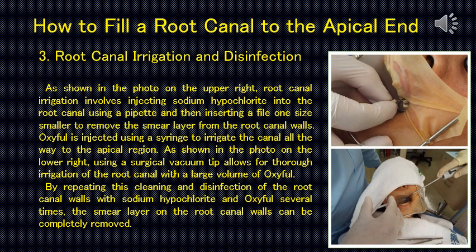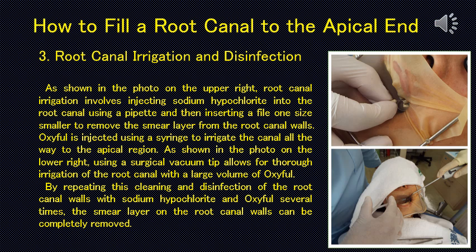3. Root canal irrigation and disinfection. As shown in the photo on the upper right, root canal irrigation involves injecting sodium hypochlorite into the root canal using a pipette and then inserting a file 1 size smaller to remove the smear layer from the root canal walls. Oxyfull is injected using a syringe to irrigate the canal all the way to the apical region.